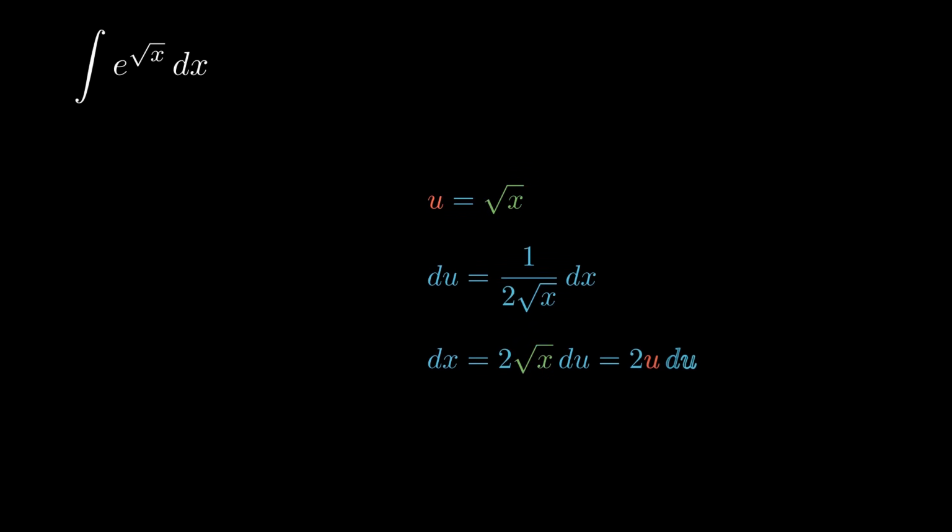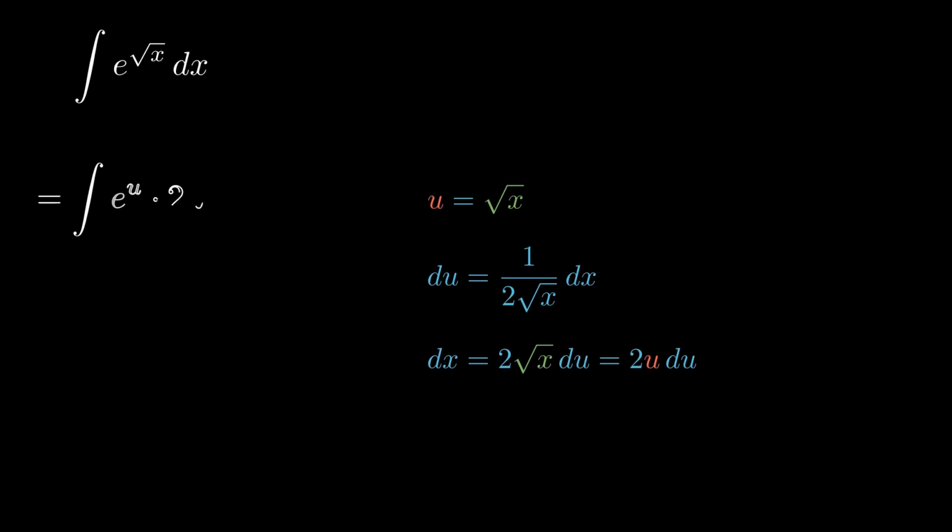Since we set u equals square root of x, we can actually rewrite 2 square root of x du as 2u du. This is very convenient because we now have the equation dx equals 2u du, which means we have an expression for dx entirely in terms of u. This means we can now rewrite the original integral entirely in terms of u.